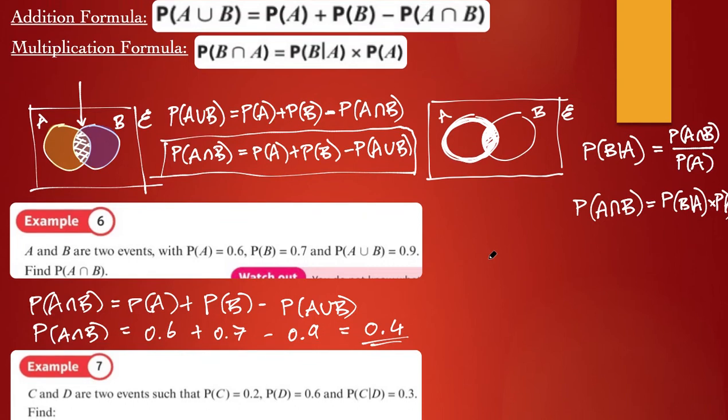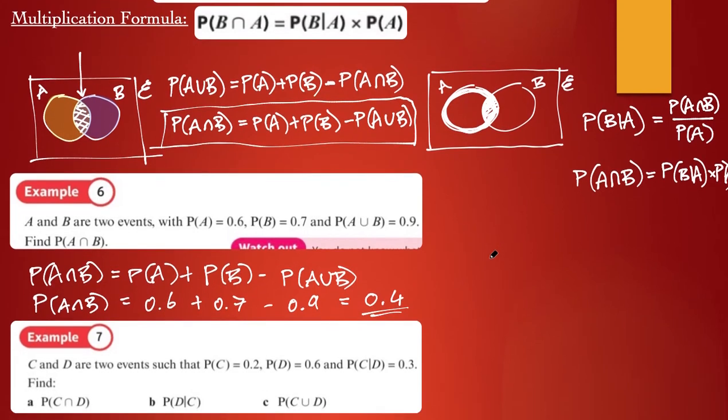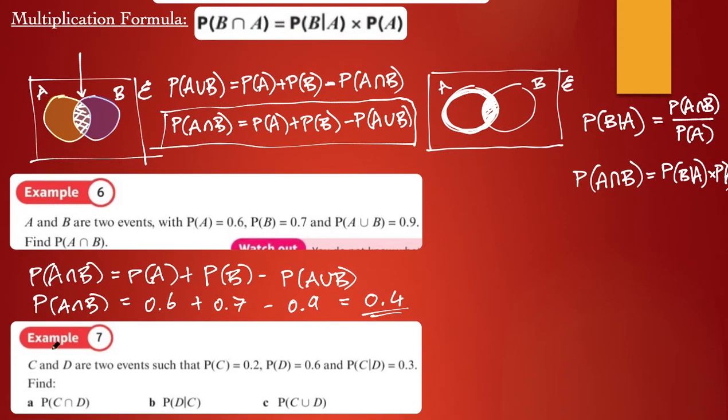This example here is going to make use of the multiplication formula. C and D are two events such that probability of C is 0.2, D is 0.6, and the probability of C given D is 0.3. Find the intersection, D given C, and C union D.